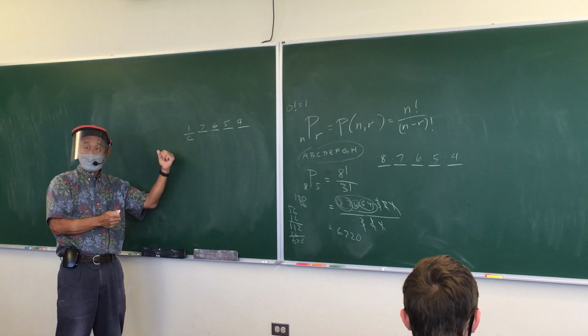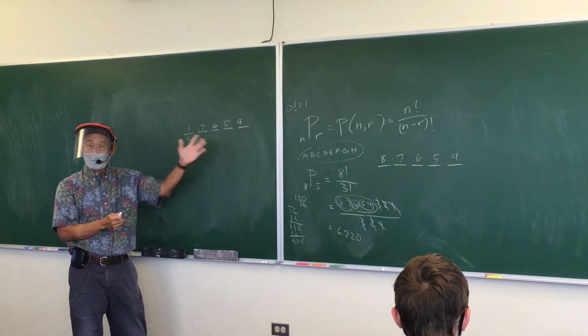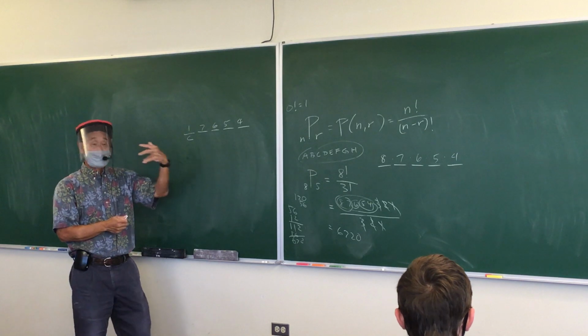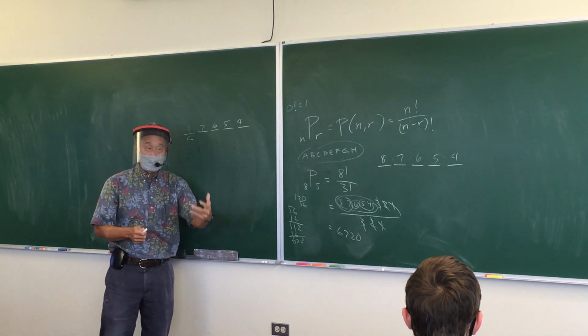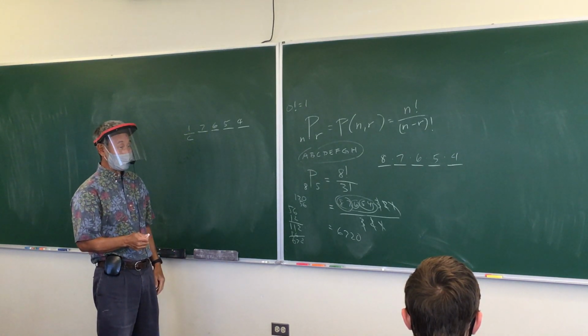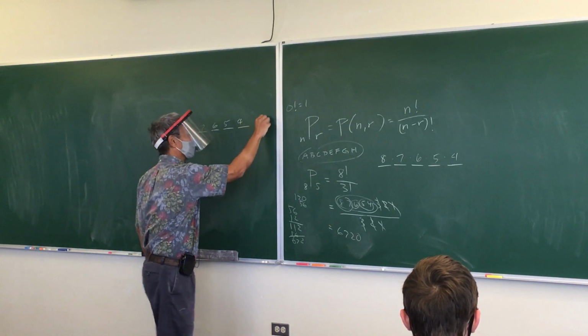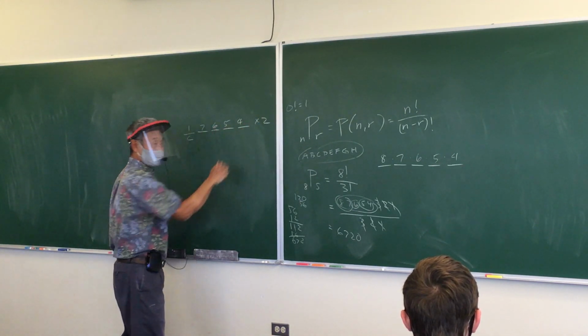Carlos sits in the left seat? No, he can sit on either one of the end seats. So now you multiply by the number of cases, which is 2, because he can either sit here or there.